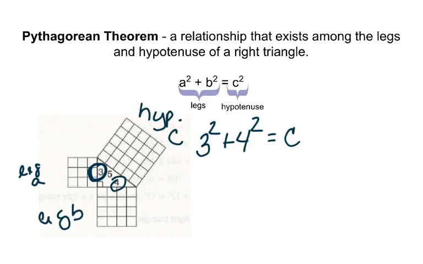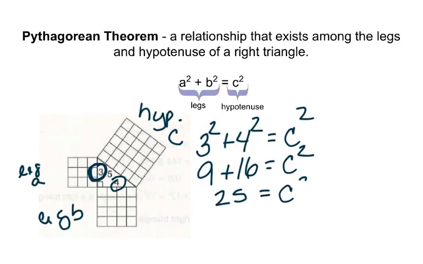We're going to call this C squared because we're trying to find the hypotenuse and see if it's a right triangle. So 3 squared is 9, 4 squared is 16, and we still have C squared. 9 plus 16 is 25 equals C squared. And now remember, we want to find the square root. So the square root of C squared and the square root of 25. So C equals 5. So the length of the hypotenuse should be 5. Is it? It is. So this is a right triangle.